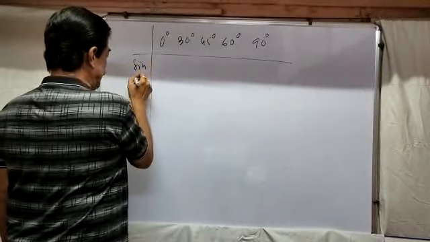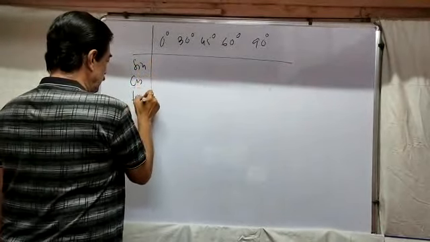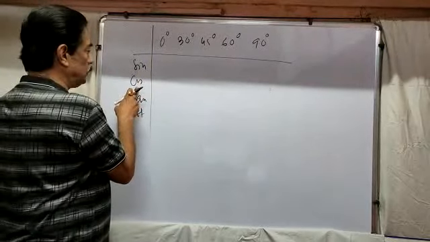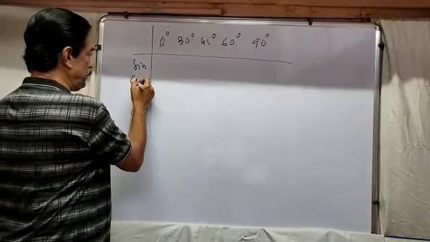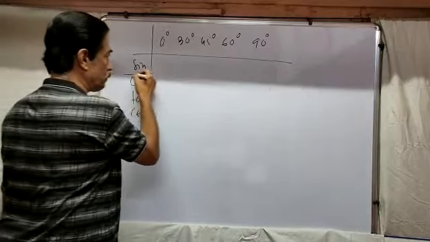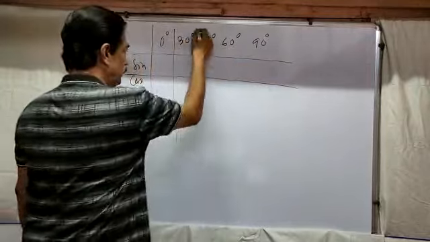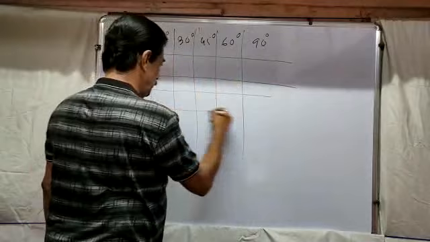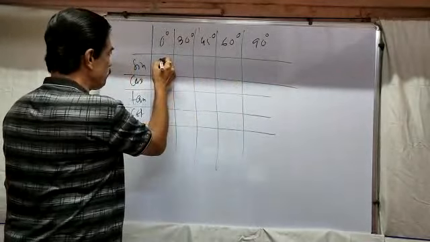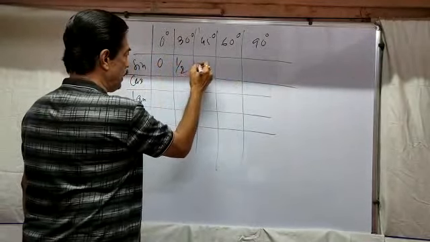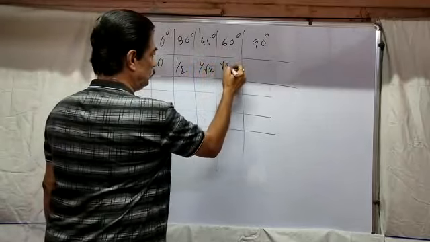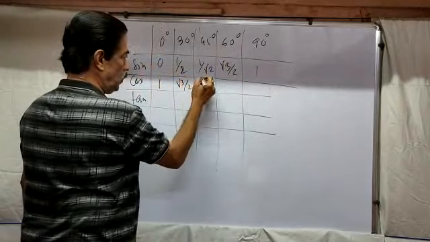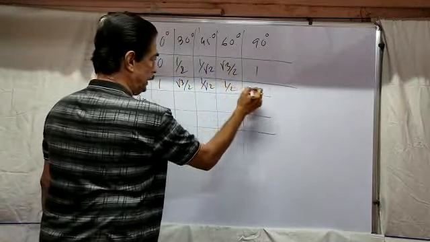Now sin, then cos, then tan, then cot, and we know if I reverse cos we can get sec. If I reverse sin, we can get cosec, and so on. The first line you have to remember, the standard value of sin: 0, half, 1 by root 2, root 3 by 2, and 1. Just reverse for cos: 1, then root 3 by 2, 1 by root 2, half, and 0.